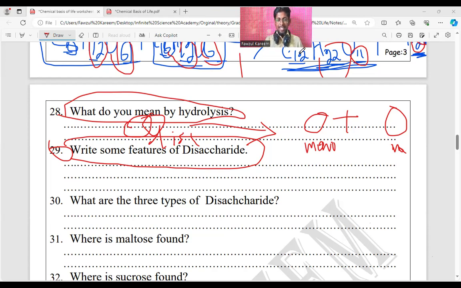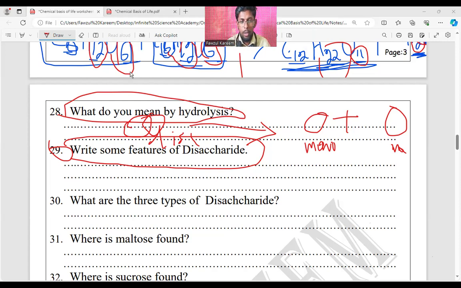Only 3 points. They are sweet, they are crystal shaped, and they are water soluble. You know what crystal shape is, right? I explained in the last class. We dissolve the monosaccharide or disaccharide in water and keep that solution in the refrigerator. After crystallization, we take that solution and observe it under a microscope. Under the microscope you can see the crystal shape, like a broken glass piece. The microscope view will be like crystals.